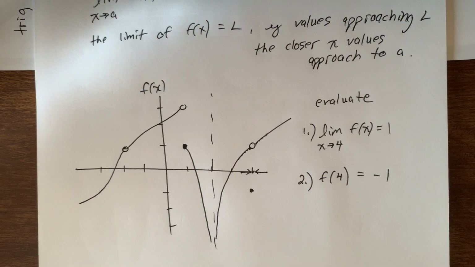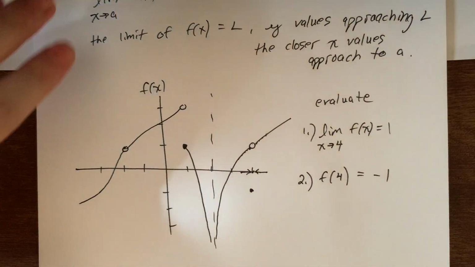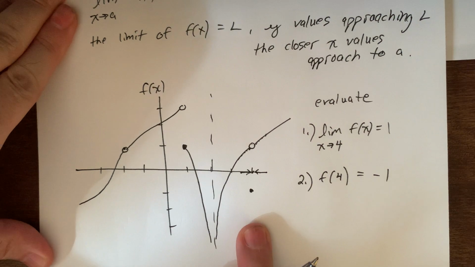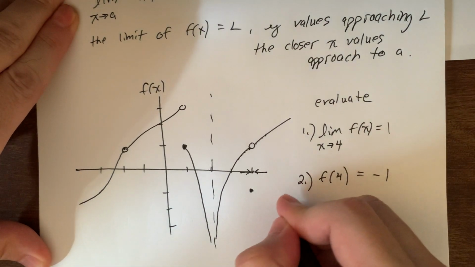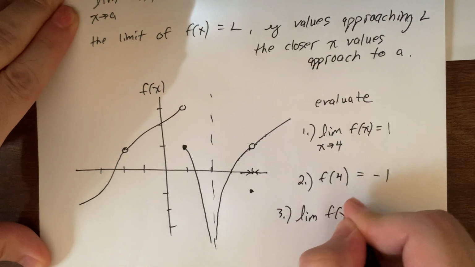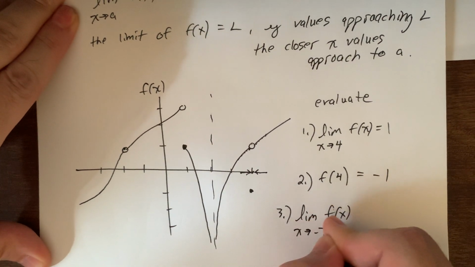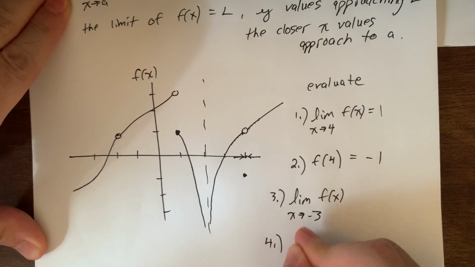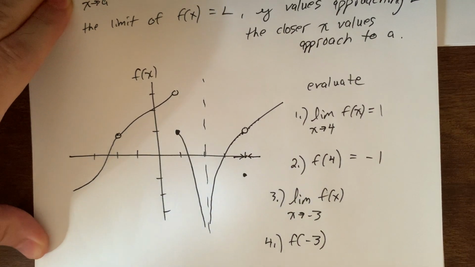So let's keep going, everybody. That's only one example. It's a good one to get us started, but I want us to test several other spots, that's why I made this first graph pretty complicated. So number 3, we're going to take a look at the limit of f of x as x approaches -3. And number 4, we'll just look at f of -3.